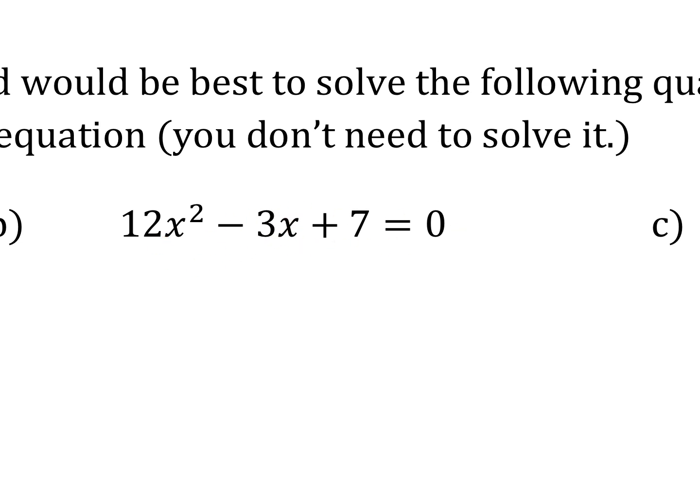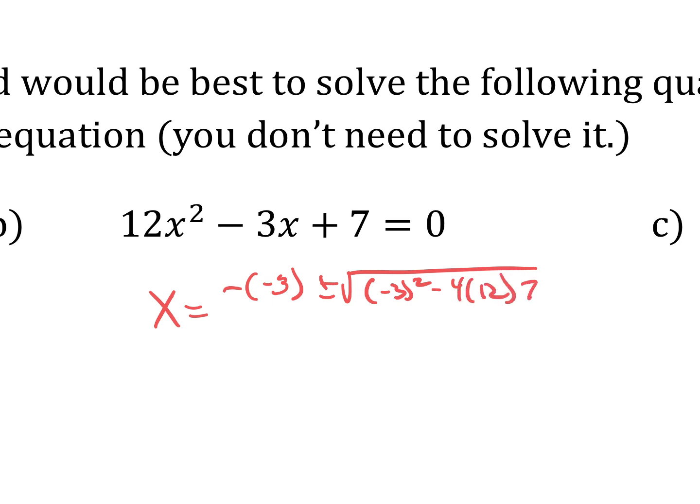All right. Can we use the square root method? No, because there's an x term. Should we try to factor it? I don't think so. Not with the 12 and the 7. So we're going to want to go ahead and use the quadratic formula. x equals negative b plus or minus square root b squared minus 4 times a times c, all over 2 times a. Okay, and we'll pause there.